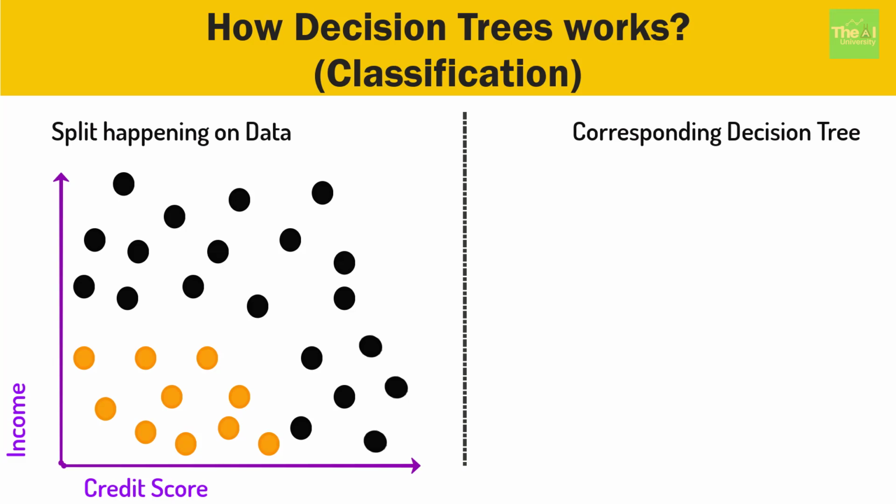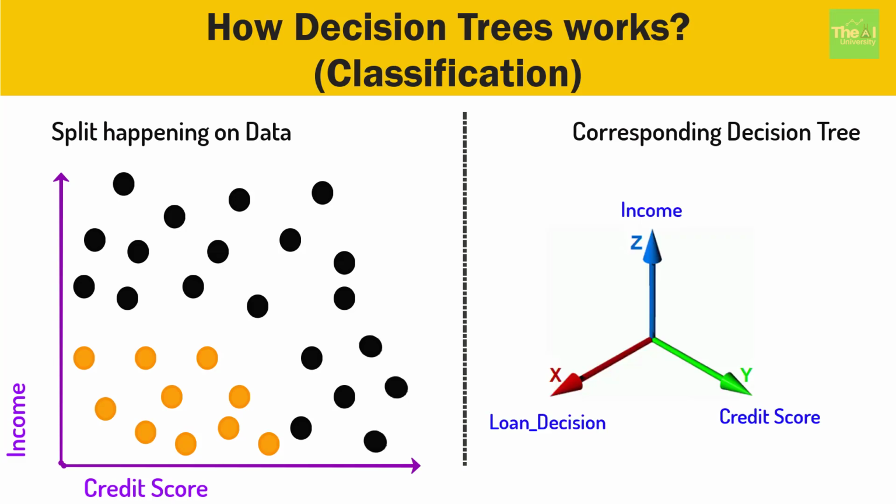So basically we have three-dimensional data, but for the sake of simplicity, I'm not showing the loan decision, which can be represented on the x-axis for now. If you are wondering how it can be represented in three-dimensional space, then this is how it will look like.